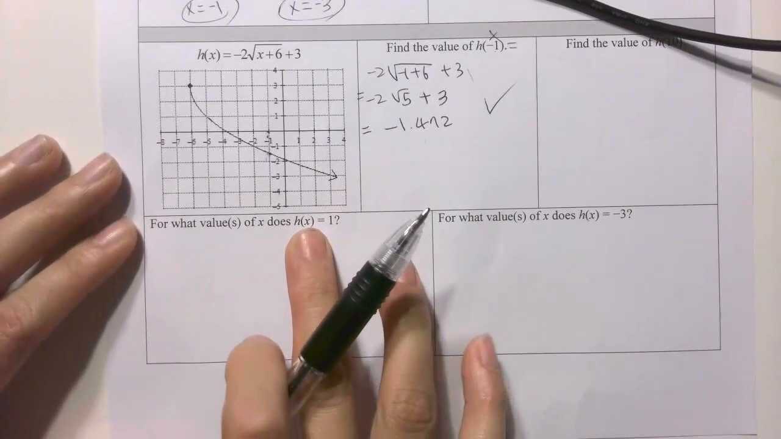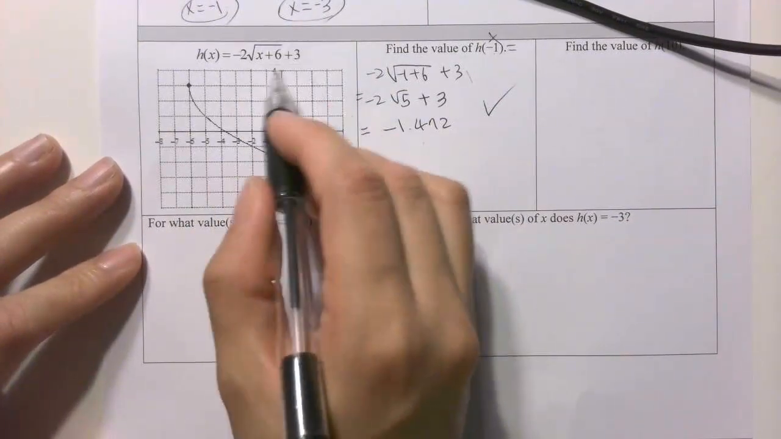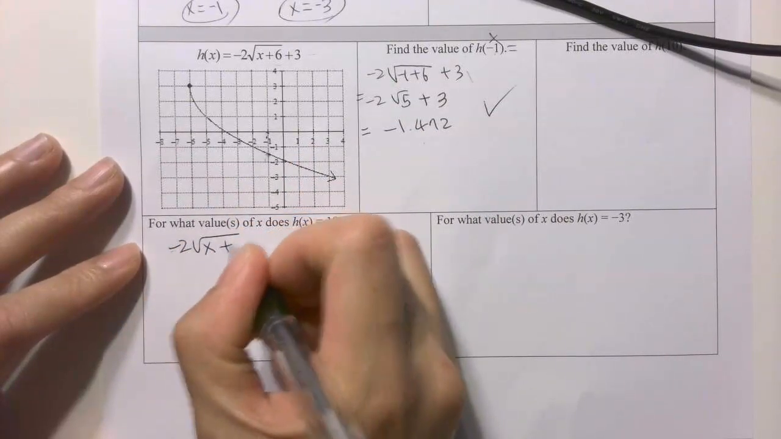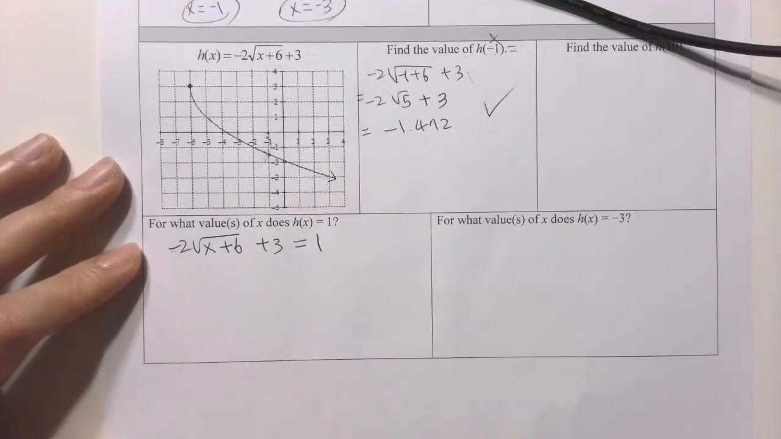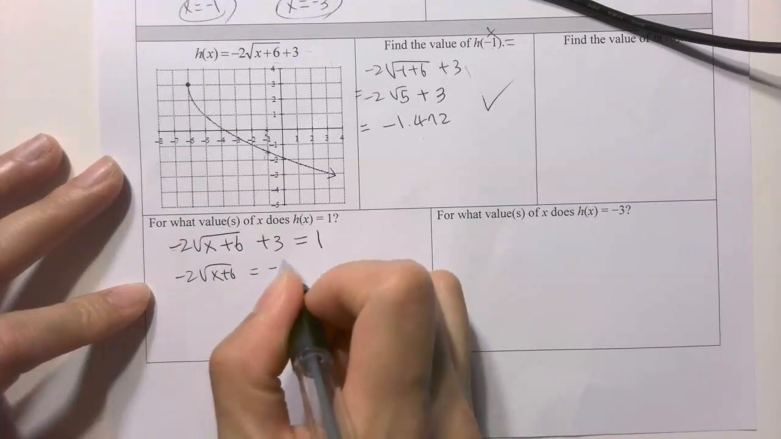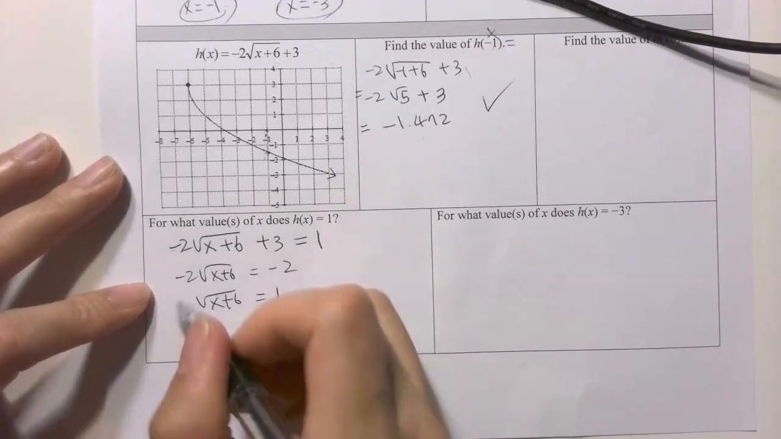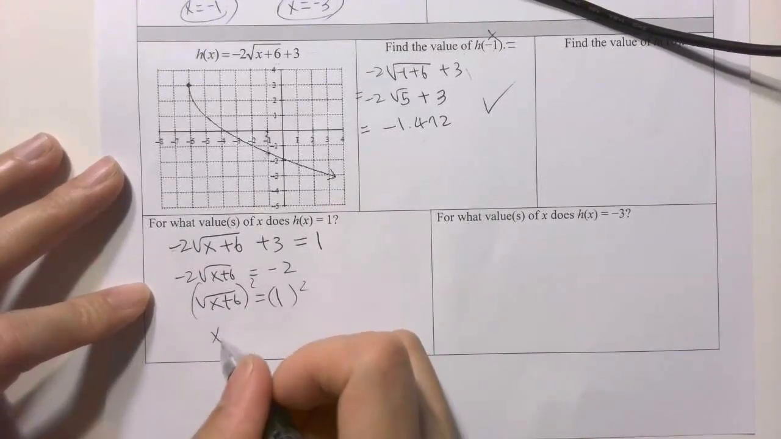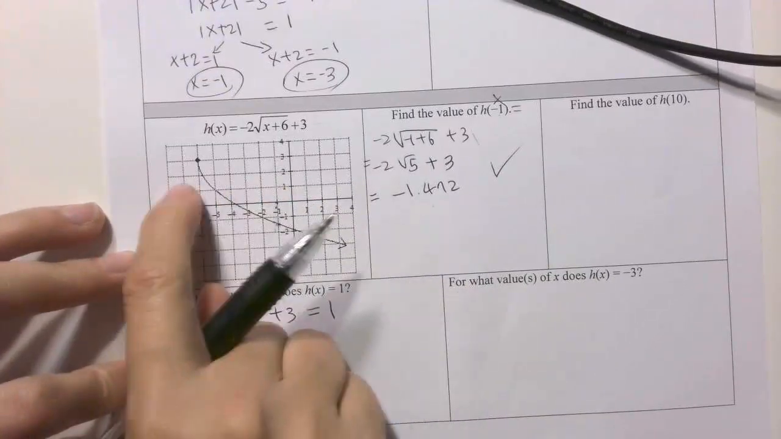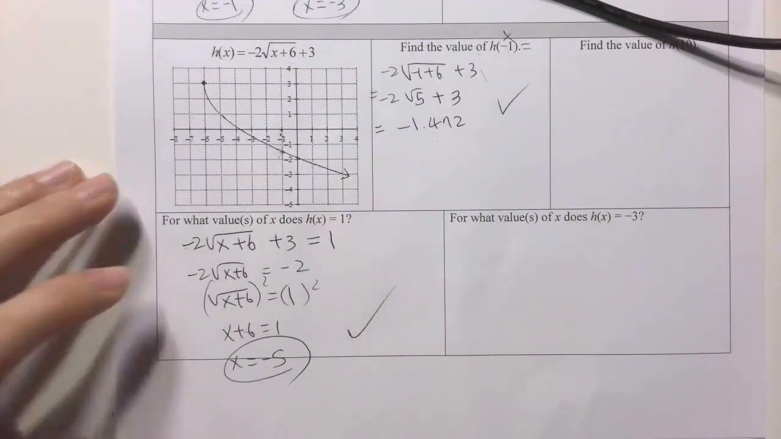This one, find the x value when y is 1, right? So find the x value when the whole thing is 1. -2 square root of x plus 6, plus 3 is equal to 1. So that's how you set it up. Subtract 3 from both sides. Divide by -2. Now what? You square both sides. x plus 6 is 1. x is -5. Let's see, when the y value is 1, what's the x value? -5. Check. Cool.